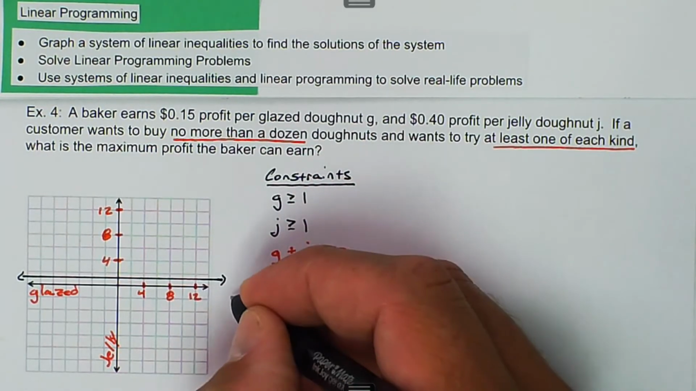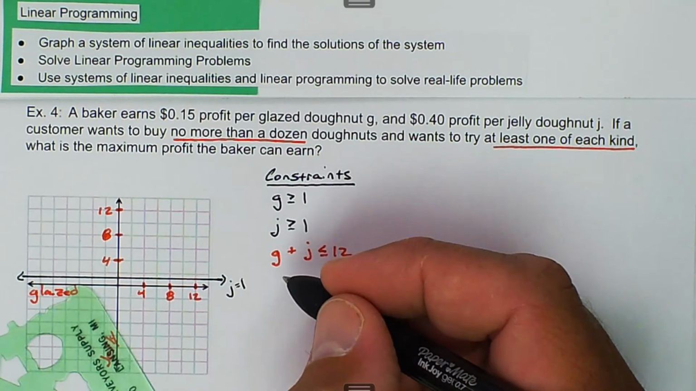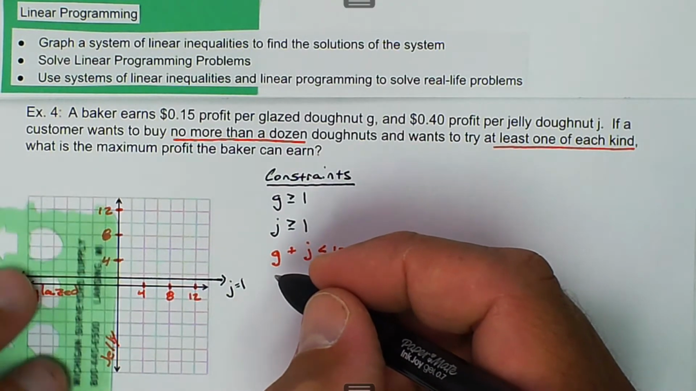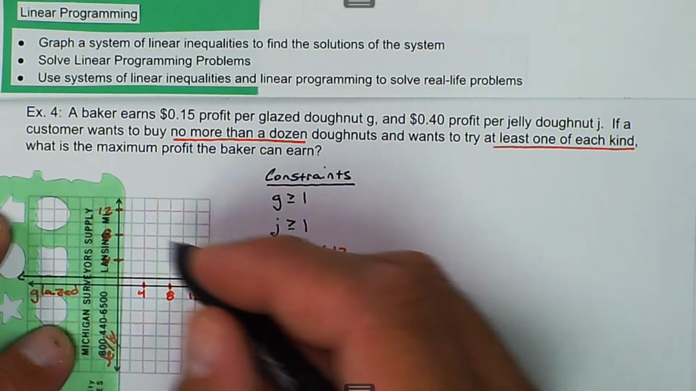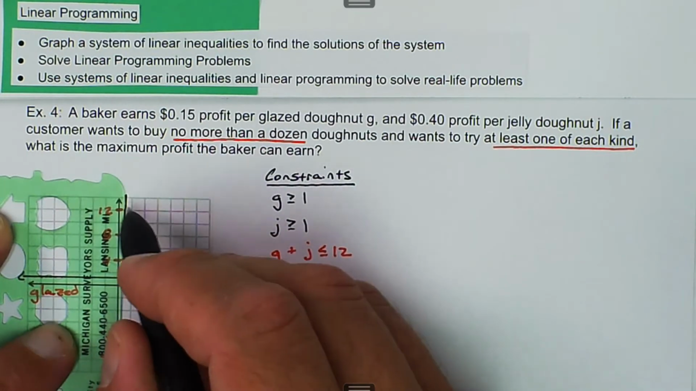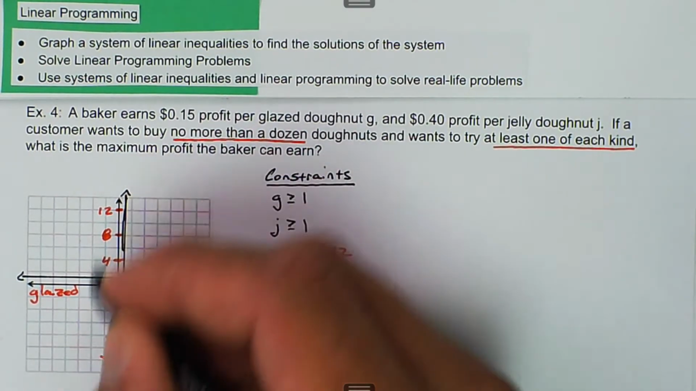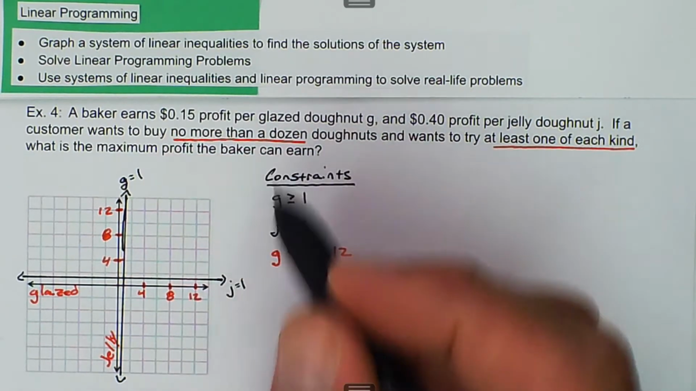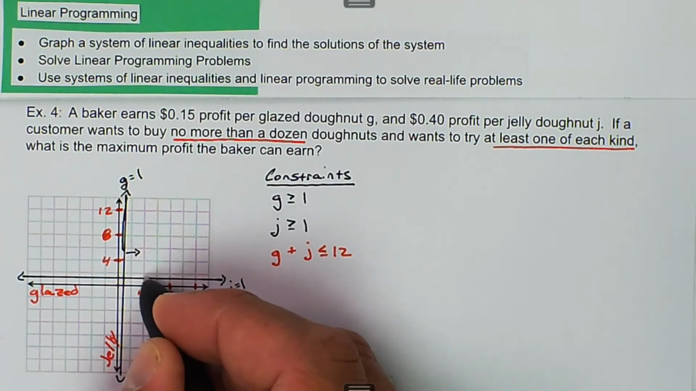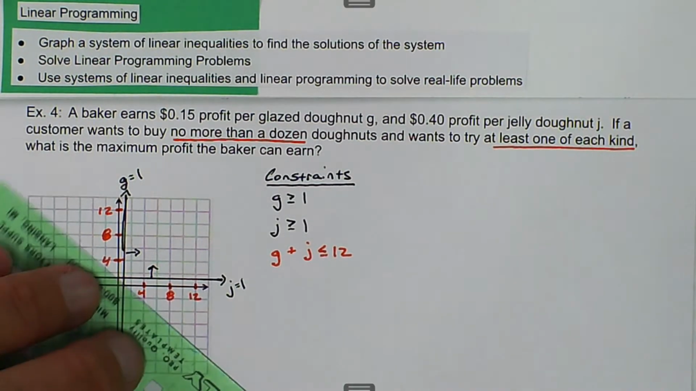So that is going to be jelly is equal to 1. And then we have another one where we have glazed is equal to 1. So it has to be greater than or equal to 1, so I know I'm shading this way and shading this way. Then we have one more constraint to graph for the feasible region.